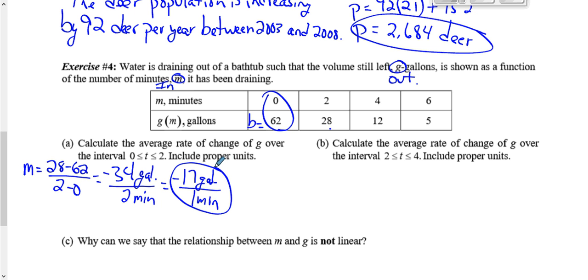Now we want the rate of change from 2 to 4. Wheeler, and Wheeler only. For part B, 2 to 4, what minus what on top? 12 minus 28, yepper, over what? There you go. And what do we get on top? Well, I think anyone can answer that. In fact, how about negative 16 over 2, which is what? Negative 8 gallons per minute. 8 gallons per 1 minute.